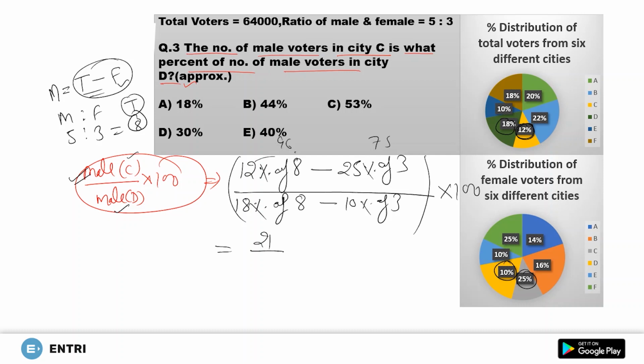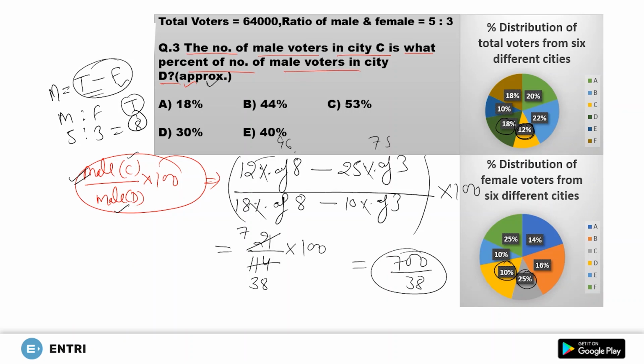Now this 18 into 8 is 144. 144 minus 30. So 144 minus 30 will give you what? 114 into 100. Okay. So what will be the answer? So you have to find actually approx answer. So this will cancel out by 7 into 3 and this will cancel out by 3: 3 9s are 27, 3 8s are 24. So this will become 700 divided by 38.